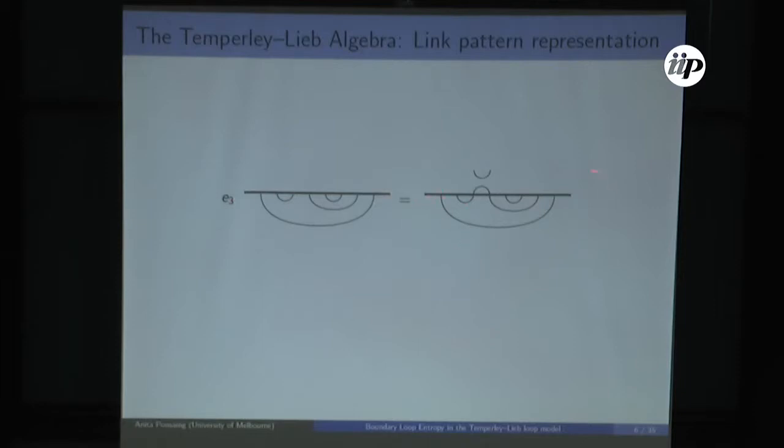With that action, we notice that site 2 is connected to site 7, and then site 3 is connected to site 4. So we can rewrite that as this pattern, and that's it. That's the action of E_3 on the link patterns. So the link patterns form a module for this representation of the Temperley-Lieb algebra.